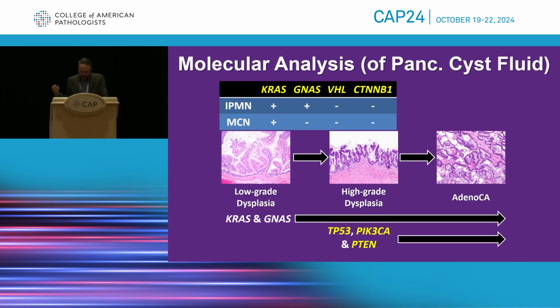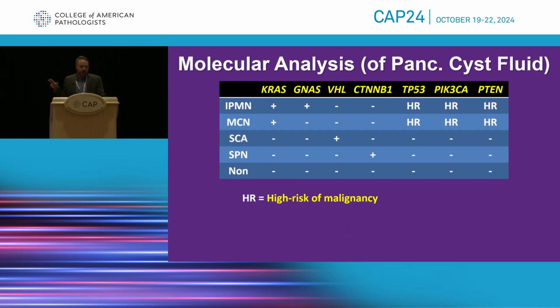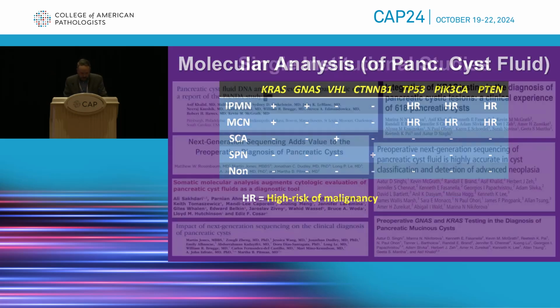So is there a way to determine which ones already have high-grade dysplasia that we should remove? There are studies now that have shown that alterations in P53, PI3 kinase, and PTEN can be associated with, for instance, high-grade dysplasia and/or adenocarcinoma and would indicate cysts that should be removed. And so in beginning to make a table like this, you can see that in expanding your panel to include the detection of alterations in other genes, you can identify cysts with at least high-grade dysplasia that should be removed versus those that have not yet developed the high-risk genotype.